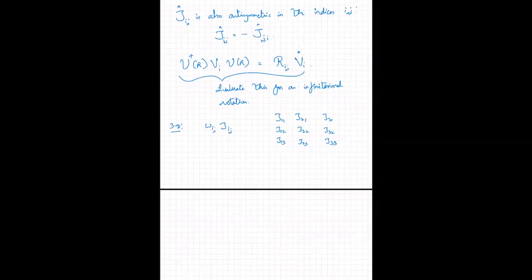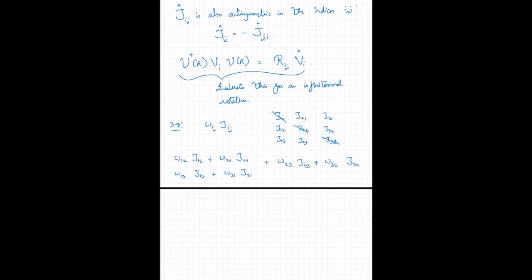I can have things like omega 11 is 0. So J11 doesn't matter because J11 never enters this product. I can forget about J11, J22, J33, because omega 11 is 0, so omega 11 times J11 is obviously 0, no matter what J11 is. So here I will have omega 12 J12 plus omega 21 J21, omega 13 J13 plus omega 31 J31, plus omega 23 J23 plus omega 32 J32. Agreed?